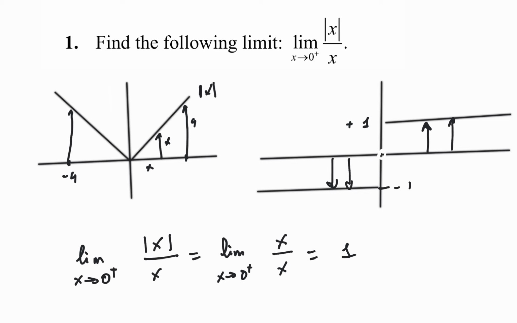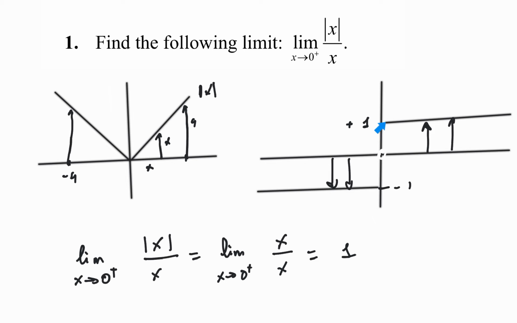What will be the absolute value of x divided by x? So for the right side of the axis, the absolute value of x is x. Divided by x will be 1. So for the right side, I will have a 1. But at 0 it is not defined because I cannot divide by 0.